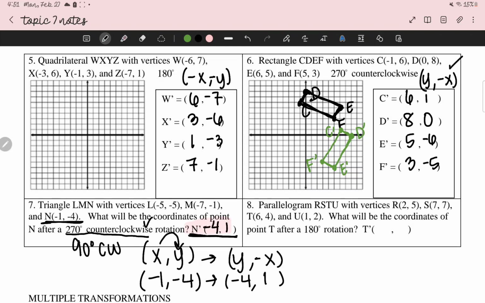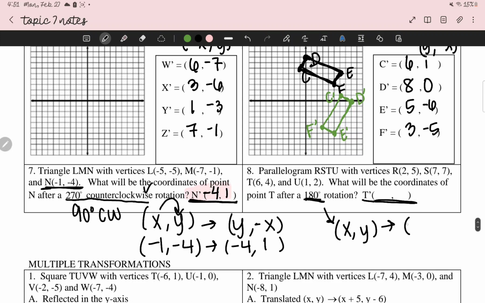There's that. And this last one for you guys for today. I have the parallelogram RSTU with those vertices. I don't really care about that right now, but they asked me for point T. All right, remember for 180, those are the easy ones where all you have to do is your original becomes the new by making the X and the Y their opposites. Okay, so my original point for T was 6 comma 4. So the new point should just be negative 6, negative 4. And I am done there.